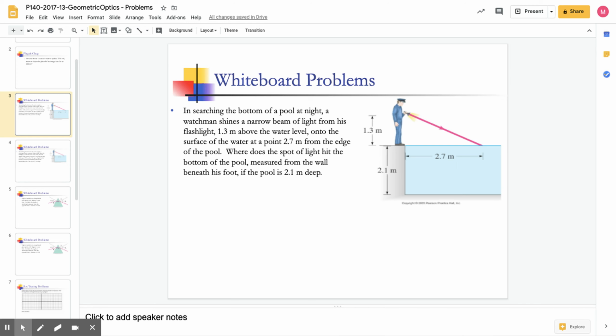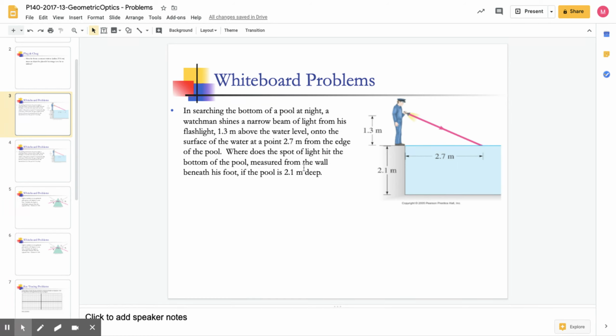Okay, in this problem, we have a person with a flashlight, shining a beam of light that hits the pool surface. This is a pool, and we know the flashlight is 1.3 meters above the water surface. The point where it hits is 2.7 meters from the edge of the pool to where it first hits the water.